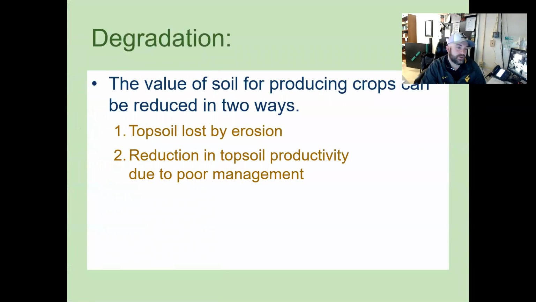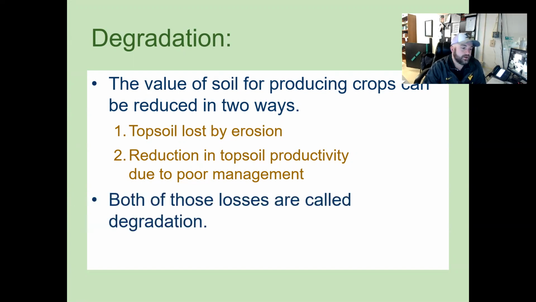So, degradation. The value of soil for producing crops can be reduced in two ways: topsoil loss by erosion and reduction in topsoil productivity due to poor management. Both of those losses are called degradation.